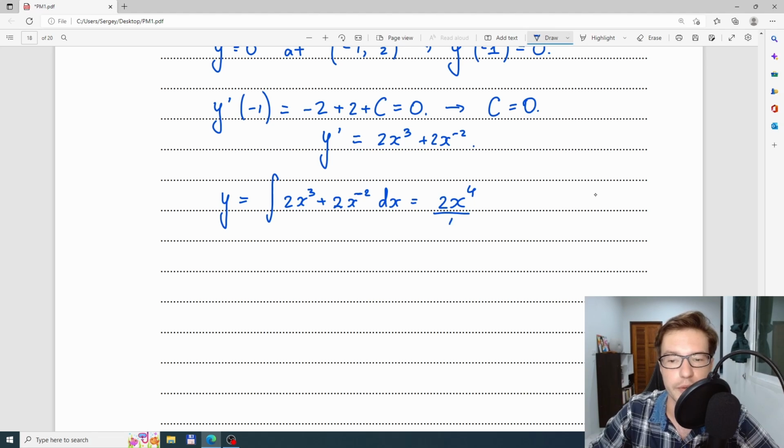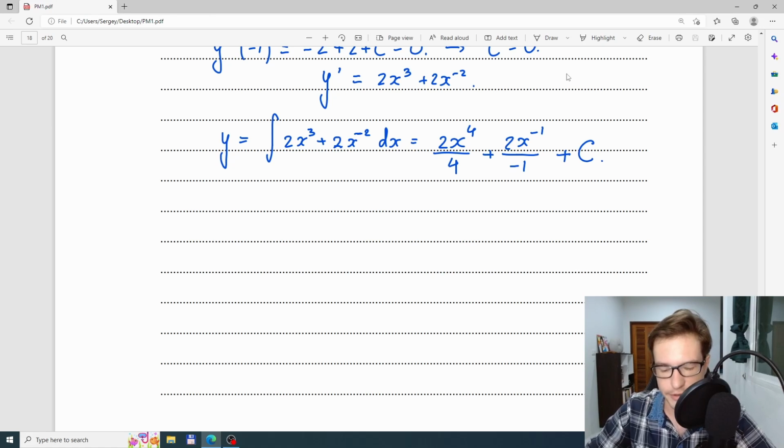Increase the power by 1, divide by the new power, plus 2 times x to the power of minus 1, divide by the new power. And again, don't forget to write plus c. Okay, let me rewrite it as y of x equals x to the power of 4 over 2 minus 2 over x plus c.